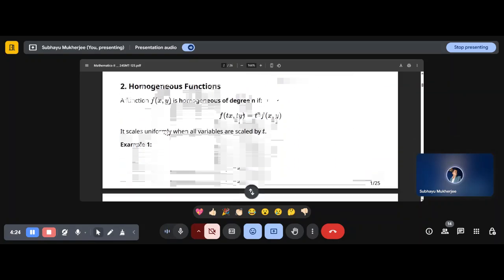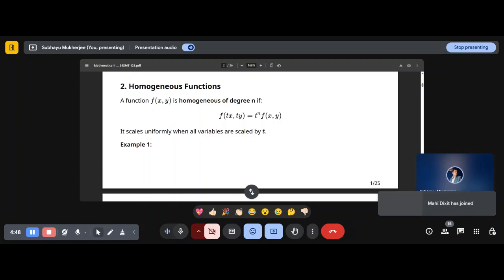Then we have what is a homogeneous function. A function f of x, y is a homogeneous function of degree n if f of tx comma ty equals t to the power n times f of x comma y. Now this is a very possible question, and it can be asked for 2 or even 5 marks. If it is a bit complicated, it can be asked for 5 marks. That is your Section B's first question.